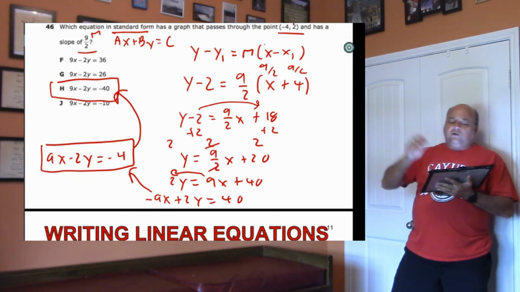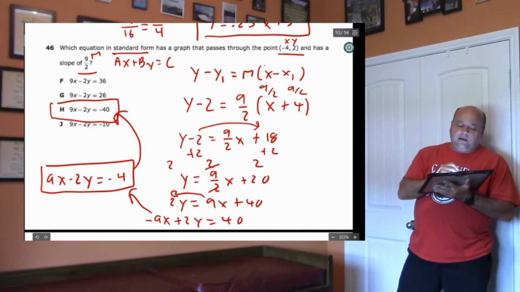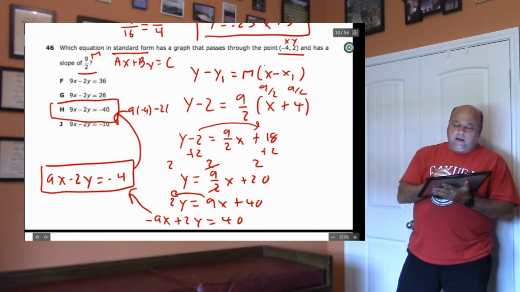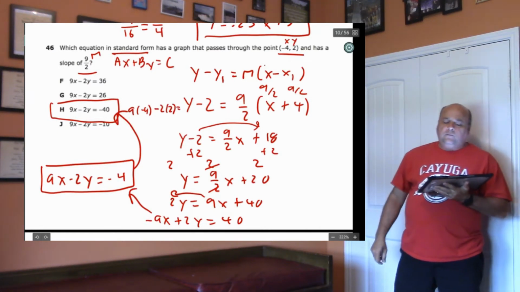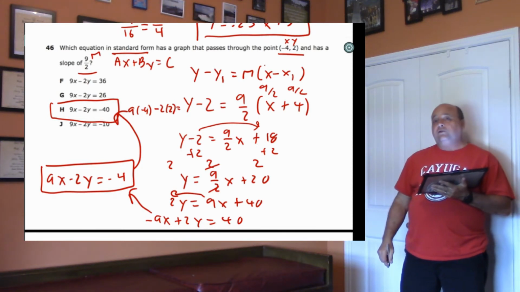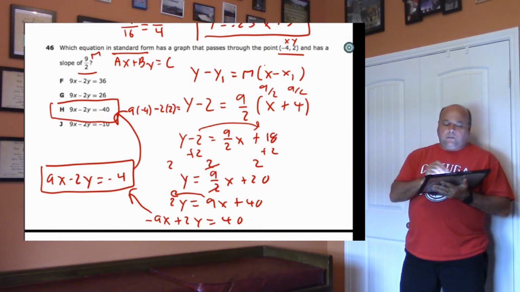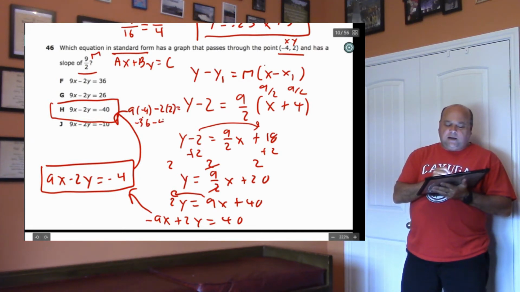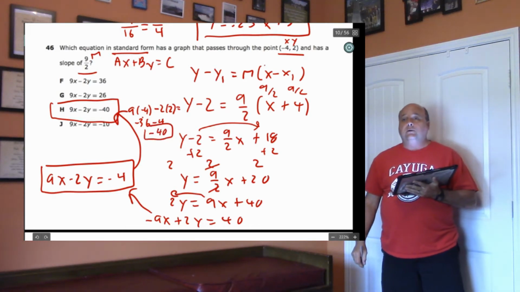You could have also plugged in the x and y on these and seen which one works, okay? Everyone see what I did? So I'll plug negative 4 in here and 2 in here. This is going to be negative 36 minus 4, which is negative 40. Could have worked it backwards, okay?